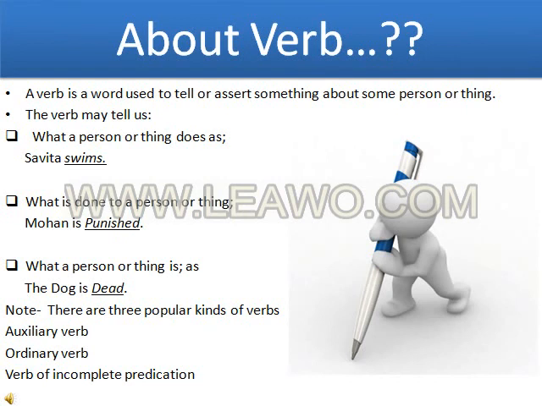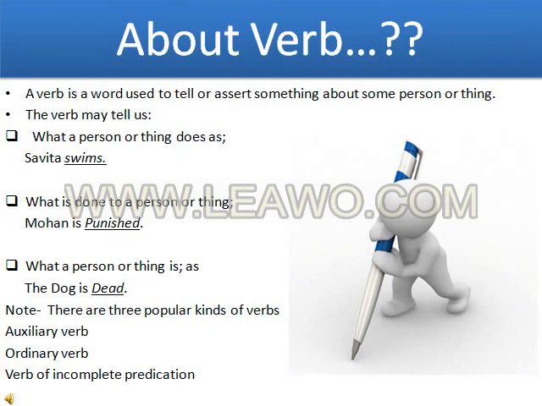In simple language, I can say that when somebody is doing something, or something is being done by somebody, that is a verb. For example, Savita swims. What is Savita doing? Savita is swimming. So swim is what? Swim is a verb. Next example, Mohan is punished. What is done to Mohan? Mohan is punished. So punished is a verb. Next, the dog is dead. What a person or thing is? Dog is what? Dog is dead. So dead is a verb.